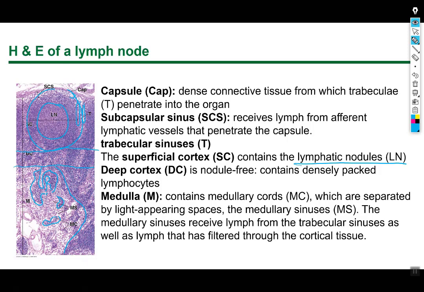So basically lymph is going to sort of filter through these things on its way, and that means that the lymph has to bump into and pass a bunch of different cells, lymphocytes primarily, but also macrophages, before it gets out. So giving it ample opportunity to be discovered by the immune system if it contains pathogens.